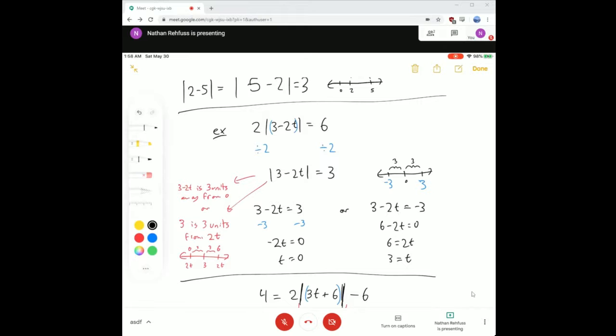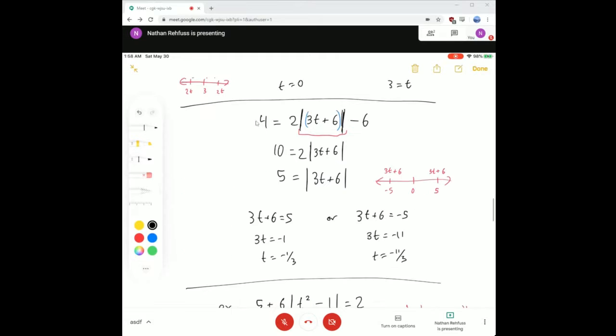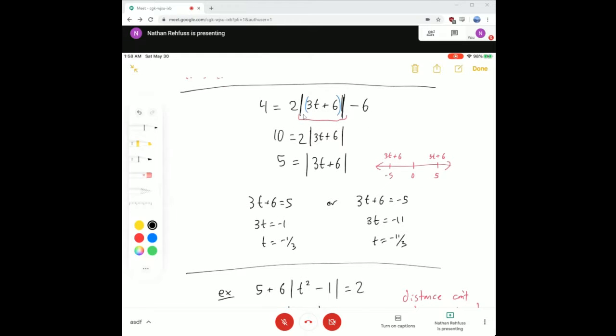Anyhow, let's go on to the next example. Let's say I was told that 4 equals 2 times the absolute value of 3t plus 6, minus 6. So again, the only way to deal with this is to get the grouping symbol by itself and then interpret its meaning.